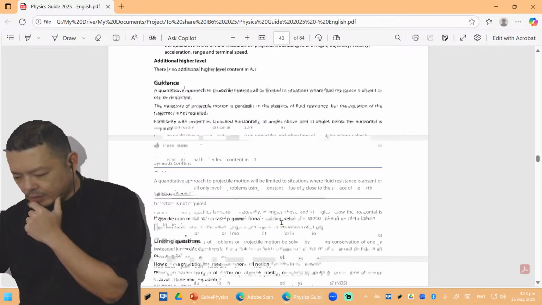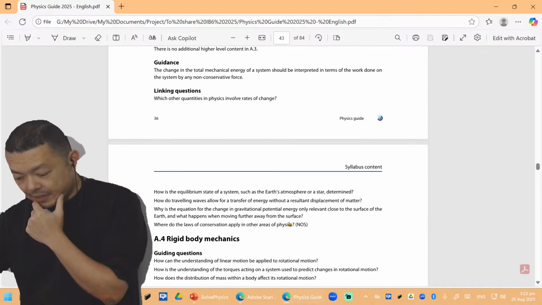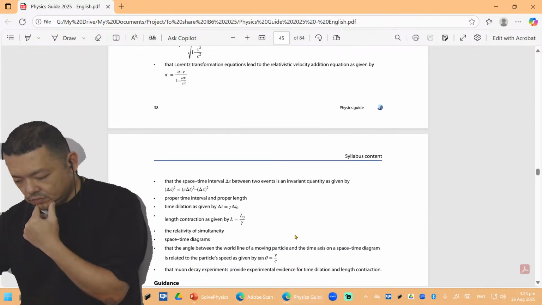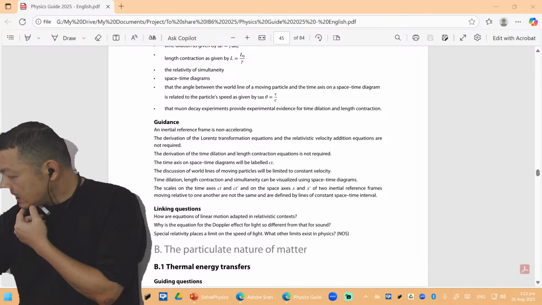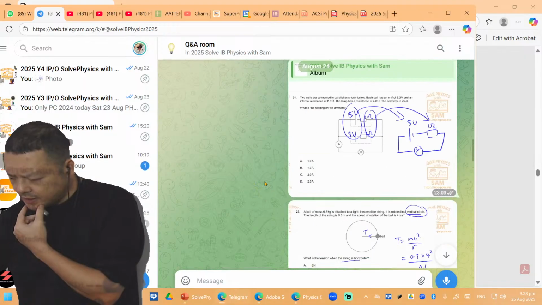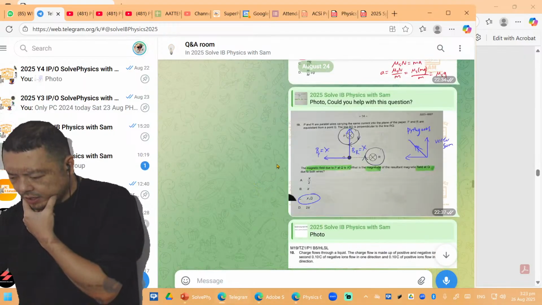Things like Compton scattering. Kepler's third law, actually. Kepler's third law is a pain, right? Relativity. Pretty sure something like this will come out. If you see the Q&A room, I think on Sunday. No, not on Sunday, the other day.